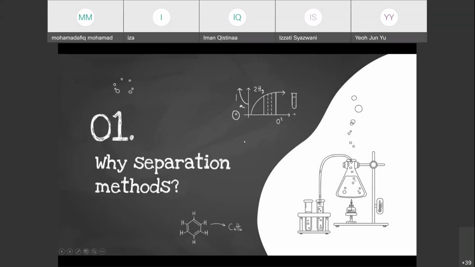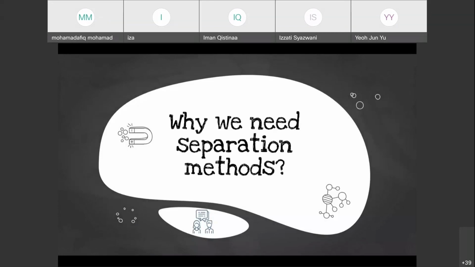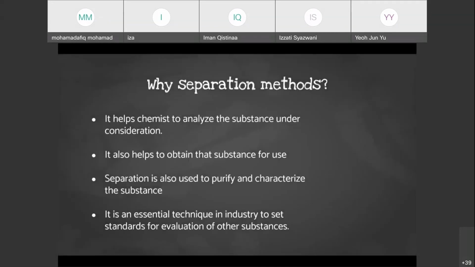Okay. First, why separation method? Why do we need the separation method? It helps the chemist to analyze the substance under consideration. For example, a company wants to know the secret ingredient of KFC, because they want to modify it. But they will not ask KFC directly, so they can analyze it, to know what is actually used. Or like when we want to know what caused the vomiting cases in Sungai Kinkim. What is the causing factor? So we can use that to analyze it.